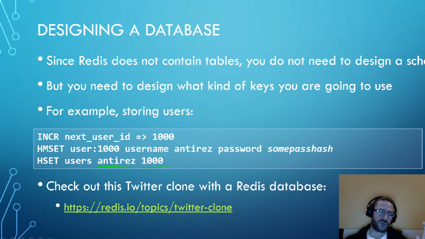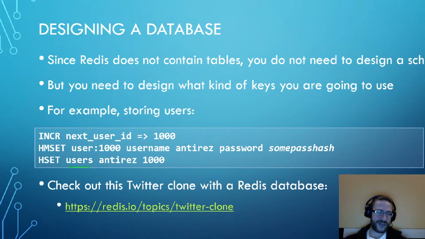So to store the users, we don't have a single table. We have a user ID primitive which stores the next user ID available. Then we have a hash storing each user. So we have an object for each user, a hash for each user, and we store the ID of the user here in the key, and we store all the properties there. And then finally, we create a hash containing all users mapped to their IDs.